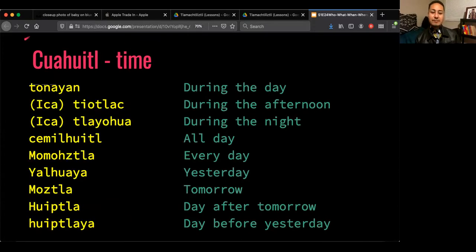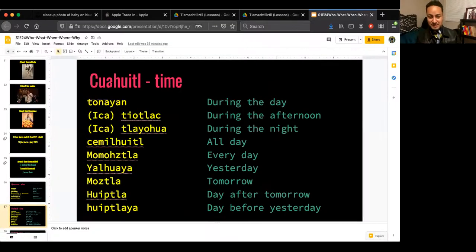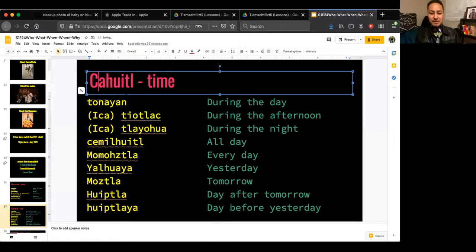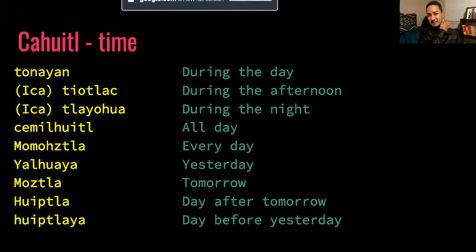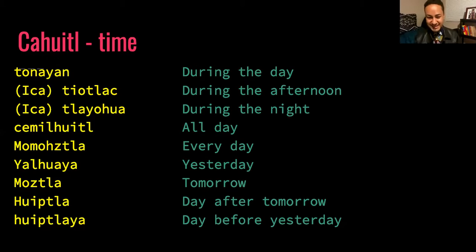Okay, and now I'm gonna give you words related to time. So the word for time in Nahuatl is, I wrote kuawit. It's not kuawit. Need to change that. Kuawit is tree. Kawit is the word. I might have mistyped it. Kawit is time. Kuawit is tree or stick. So kawit is time.